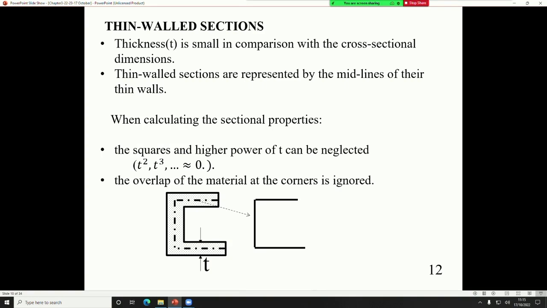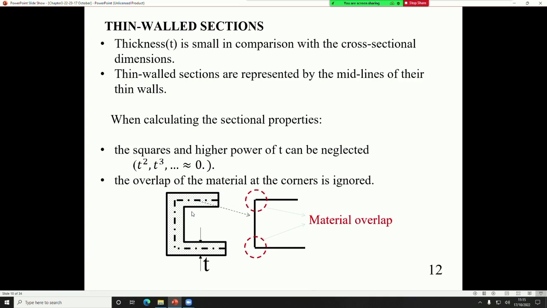And the overlap of the material is also ignored. As I said, we assume it's a flat sheet, which is folded at different locations. So when you're doing the analysis for a thick section, you cannot ignore the overlap of the material. So you have to divide it to two, or three in this case, three rectangles and analyze it. In this case, if I draw it as a line, I just ignore the overlap of the material, which I cannot do here.